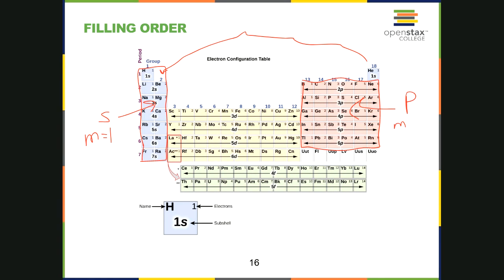M is going to be, I just did that wrong. Nobody said anything. M is not equal to 1. M is equal to 0. Over here on the P block, M is equal to 1.